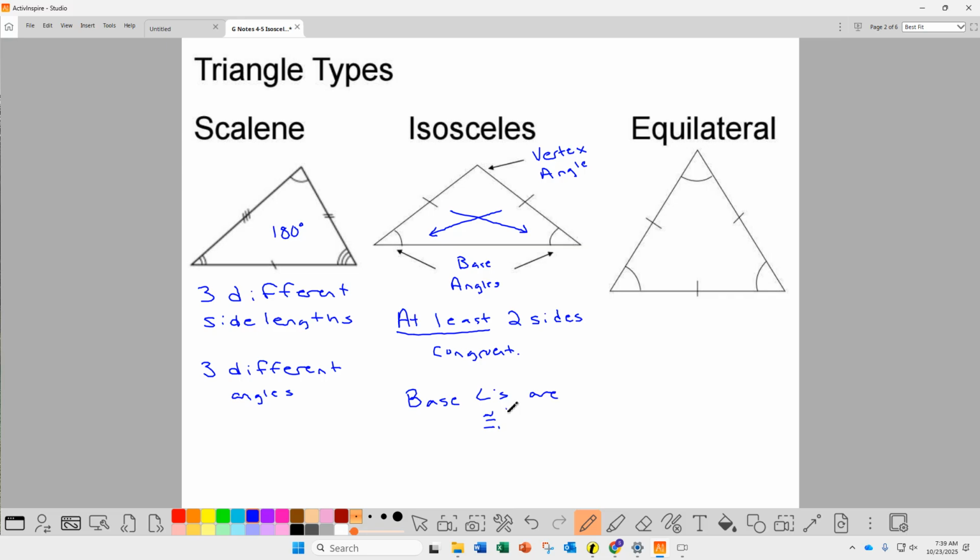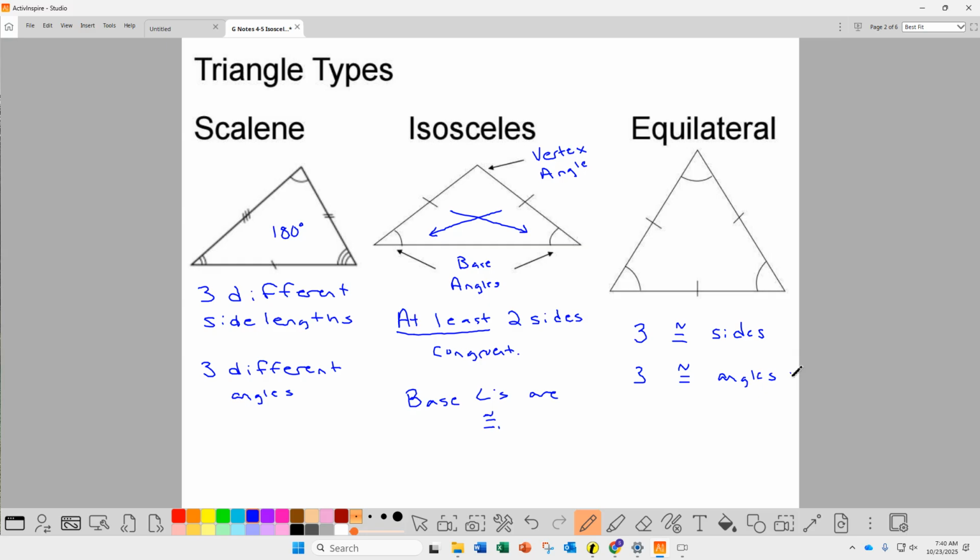Okay, now equilateral is exactly what it sounds like. In an equilateral triangle, you're going to have 3 congruent sides. You can see that all 3 sides are marked the same. And they all have 1 mark on them, so it's going to be 3 congruent sides. But if it has 3 congruent sides, then it also has 3 congruent angles.